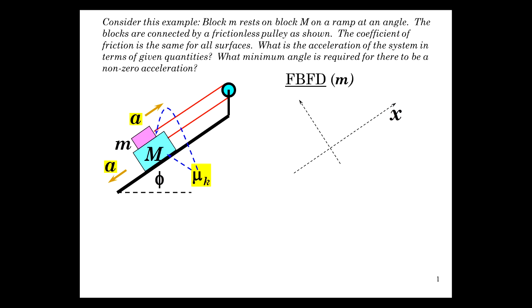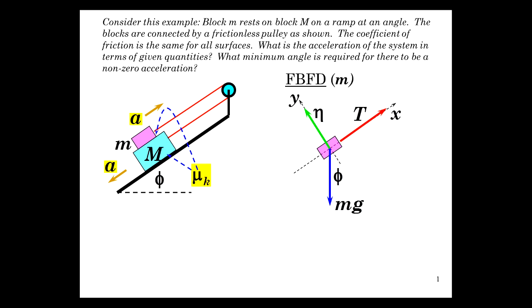So the coordinate system I'm going to choose is a logical one. X in the direction of the ramp, y perpendicular. Let's put the block there. mg acting down, angle phi with respect to y. And then tension is acting on that block upward. The normal force.